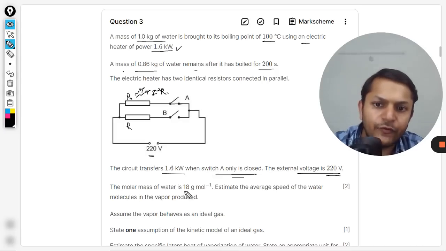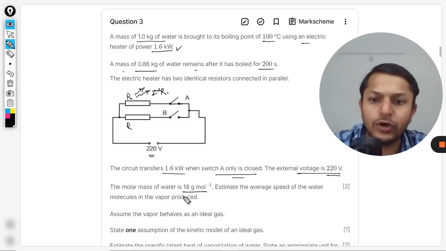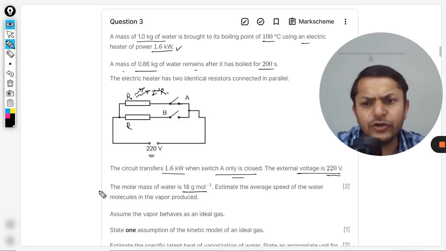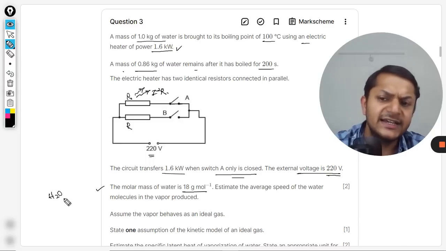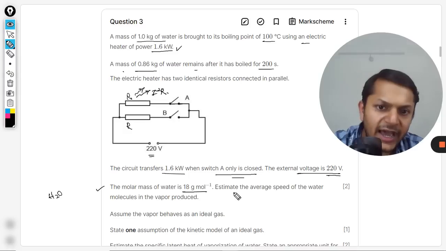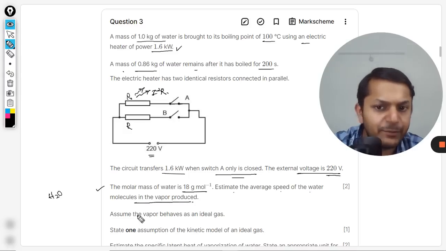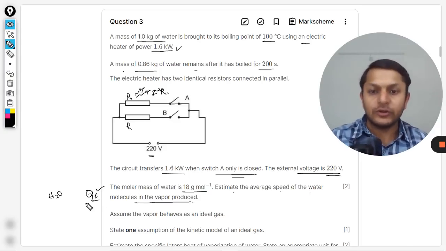The molar mass of water is 18 gram per mole. So this is the molar mass of water. Of course we know it, because the water molecule is H2O, oxygen is 16, hydrogen is 1. So 1 plus 1 is 2. So 16 plus 2 is 18. Estimate the average speed of the water molecules in the vapor produced. Okay, so this is the first question, and we are now going to concentrate on this.